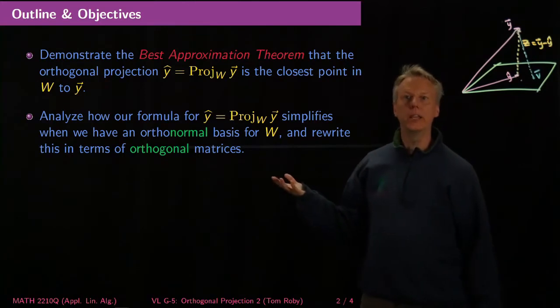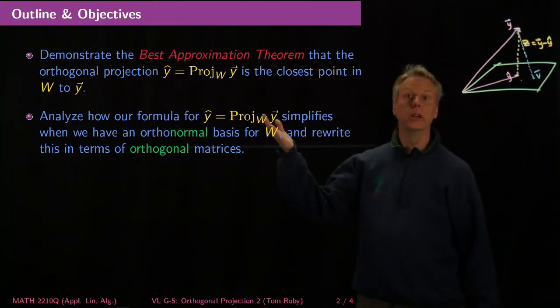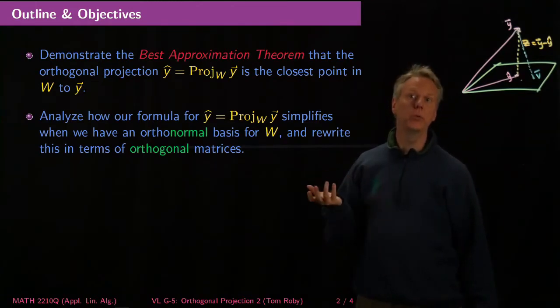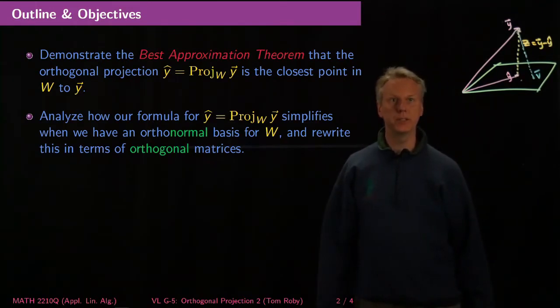And then we'll analyze how our formula for the projection simplifies when we have an orthonormal basis for W. And then we'll rewrite that in terms of orthogonal matrices in a nice way.